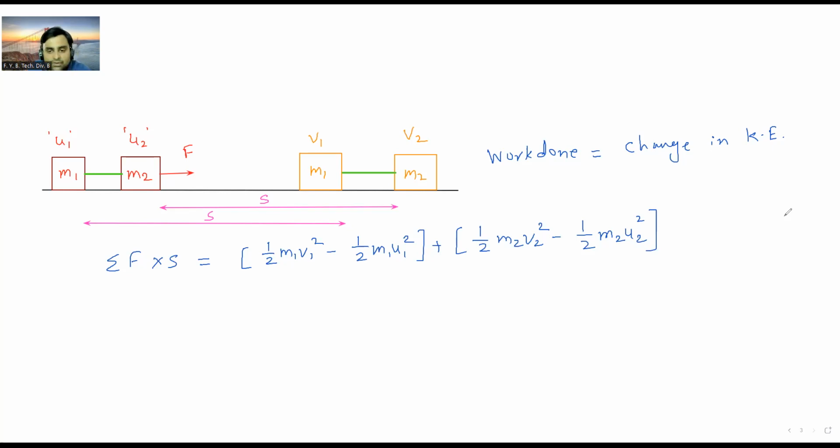Okay, so here if I rearrange this formula, then it will be summation F into s is equal to, if I take half m1 common from this term, half m1, what will remain in the bracket? It is v1 square minus u1 square. Okay, and plus here, if I take half m2 common, then what will remain here? It is v2 square minus u2 square. So this is your work energy principle for the two blocks if double block is there.